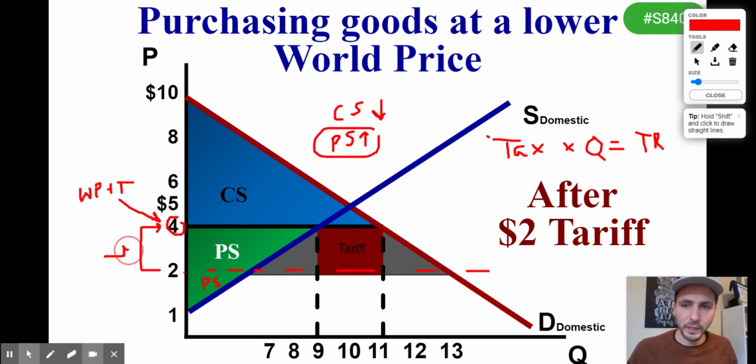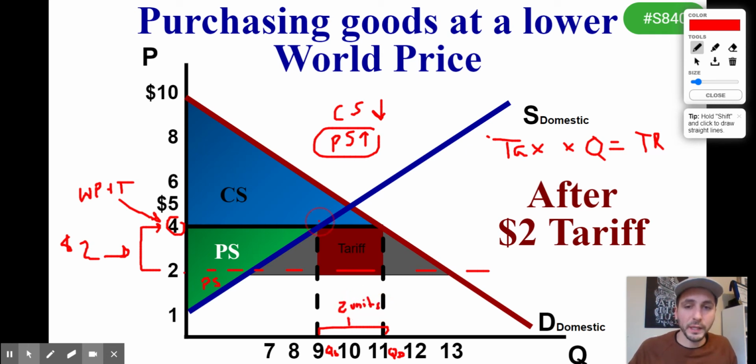So our tax is $2, shown by this height right here, 2 to 4. That height is your tax. The quantity that is taxed is just what's imported. In other words, the quantity that is taxed is our new shortage after tax. Our new shortage is 9 to 11. 9 is my new quantity supplied domestically, and 11 is my new quantity demanded domestically. And so we are going to import 2 units.